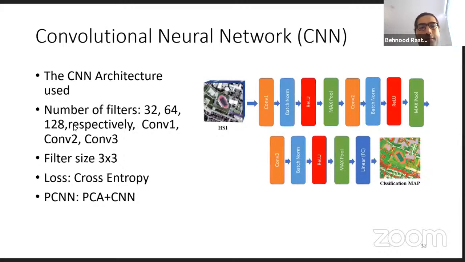We also apply PCA prior to CNN, and I will show you the result in the next slide. We call it PCNN, and simply we apply PCA to reduce the dimension, and then use the first few principal components to fit to our convolutional neural network.